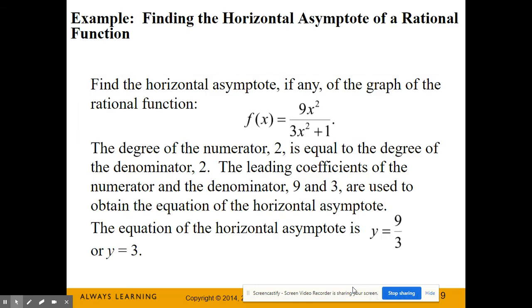In this example, the degree of the numerator is 2, the degree of the denominator is 2, so they're the same. That means you fall into the second category, where you take the leading coefficient of the numerator and divide it by the leading coefficient of the denominator. So 9 divided by 3 is 3. The horizontal asymptote of this function is y equals 3.